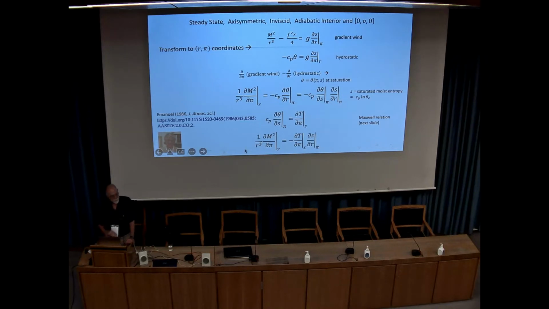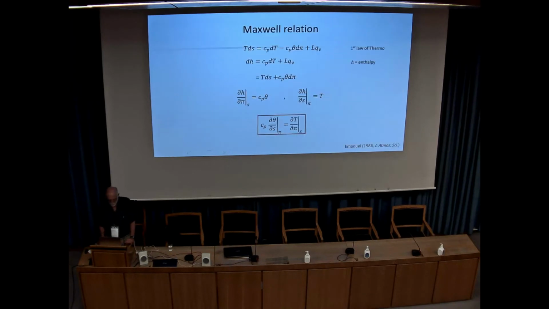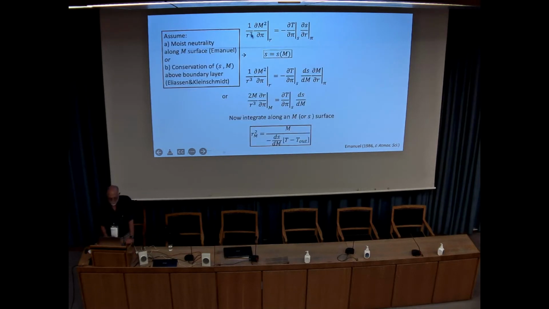And this allows this equation simply to be integrated upward in pi, as a function of pi and radius. So I'll just show you the Maxwell relationship. This is how you get it. You write down the first law of thermodynamics, you write down the definition of enthalpy, and take the partial derivatives holding quantities constant, cross derivatives, and that gives you that relationship. It's in the appendix of the manual.